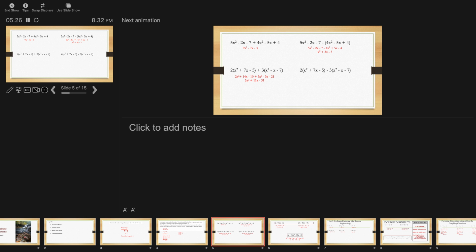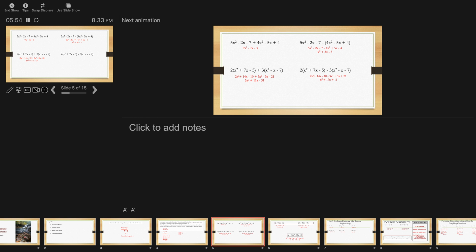Okay. Next one, I have to distribute the 2, distribute the 3, combine like terms. So if I distribute the 2, I get 2x squared plus 14x minus 10. Distributing the 3, 3x squared minus 3x minus 21. Now combining like terms. 2x squared and 3x squared make 5x squared. 14x and -3x make 11x. And -10 and -21 make -31.